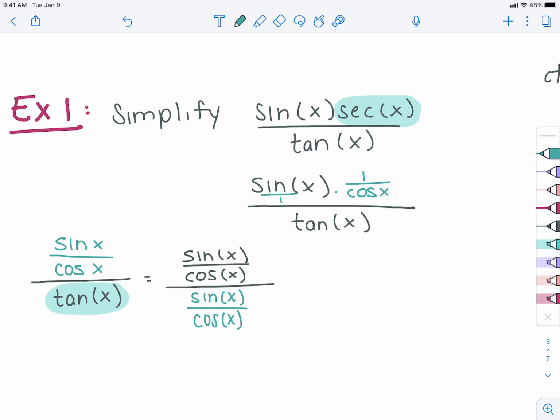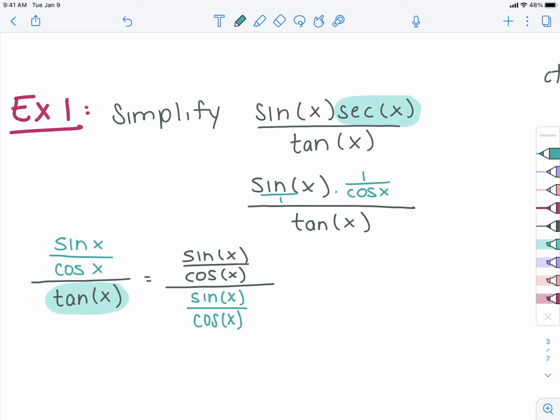So I have two options at this point. I noticed right away that I have sine of x over cosine of x in my numerator, and I have sine of x over cosine of x in my denominator, which is exactly the same thing, right? My numerator and my denominator are the same thing, and I know when I have fractions that have the same numerator and denominator, they just simplify to be 1. So I could at this point just say, okay, the whole thing equals 1 if I recognize that.